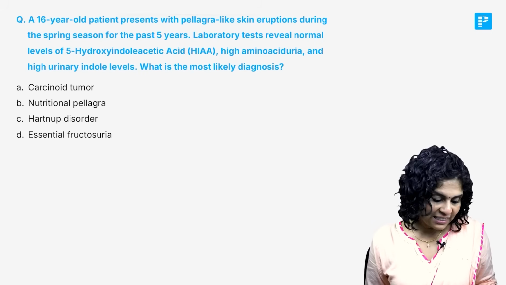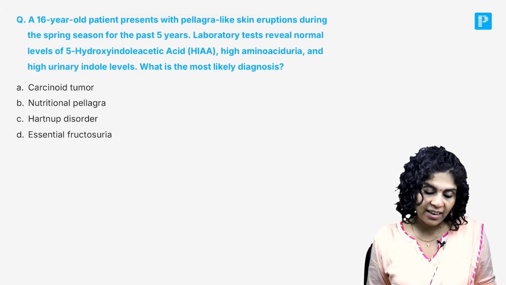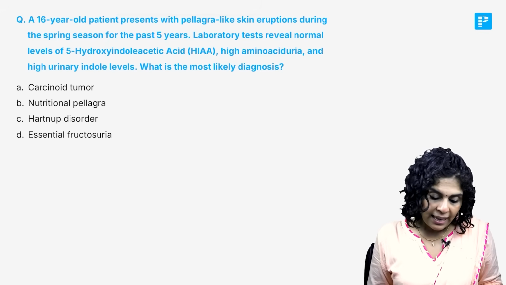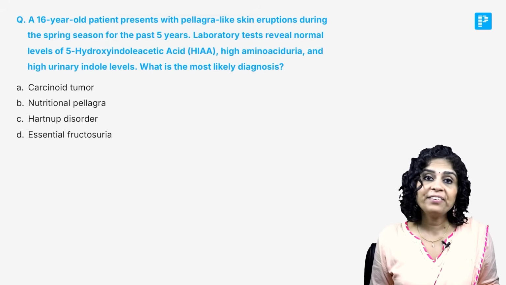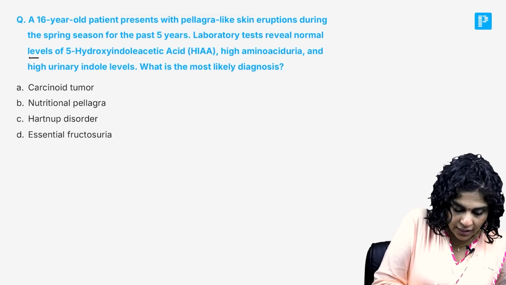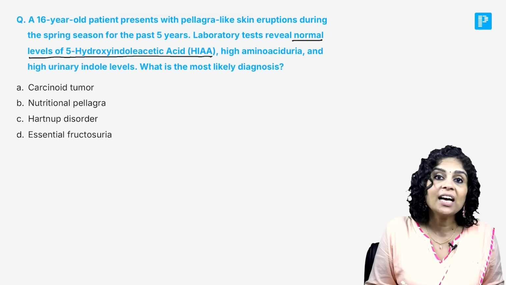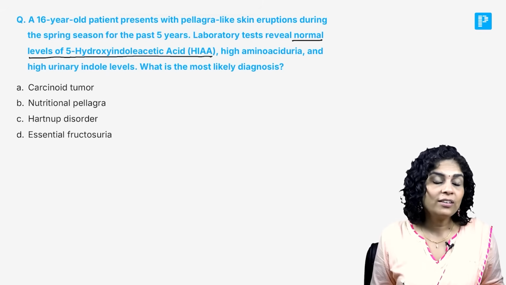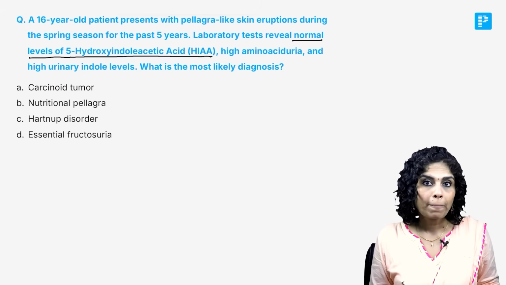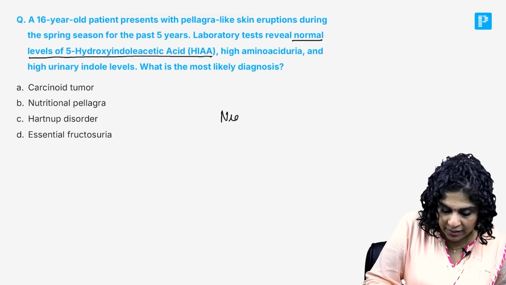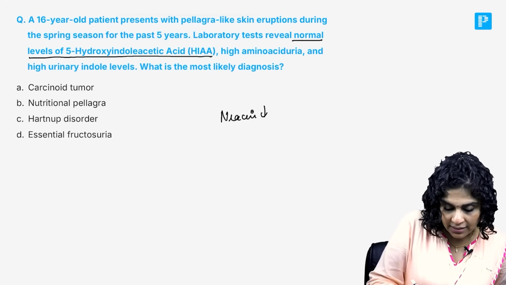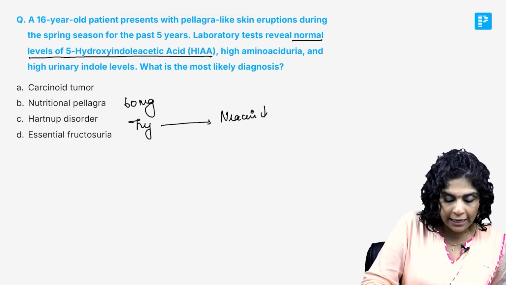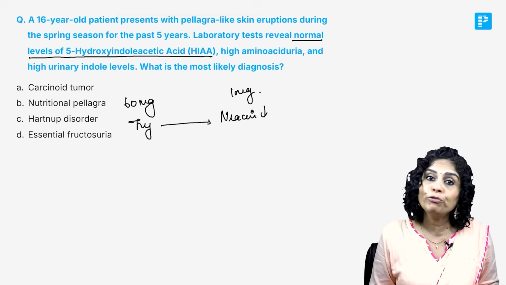Okay. This MCQ: A 16-year-old patient presents with pellagra-like skin eruptions during the spring season for the past 5 years. Lab tests reveal normal levels of 5-HIAA. What does this signify? When you see normal levels of 5-HIAA, it means you can rule out carcinoid syndrome. Okay, carcinoid syndrome can also present with pellagra. Because what is pellagra? Pellagra is niacin deficiency. This niacin comes from tryptophan. Please remember, niacin comes from tryptophan. 60 milligram of tryptophan is equivalent to 1 milligram of niacin.